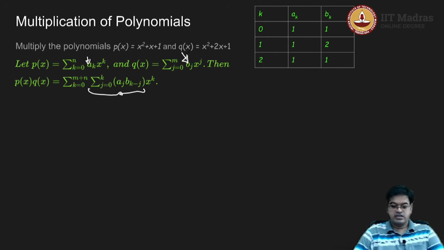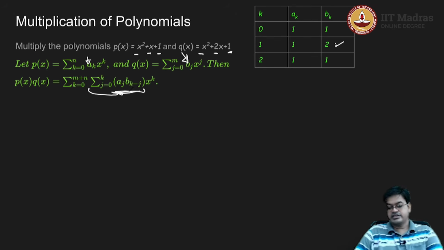So a naught, as you can see, is 1, b naught is 1, a1 is 1 again, b1 is 2, correct, and then a2 and b2 both are 1. So I have listed all the coefficients of the expressions p(x) and q(x). Now we need to use this formula which gives me the sum. So let us use this formula and figure it out.